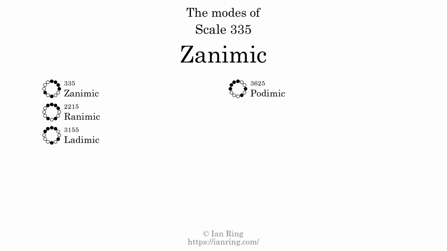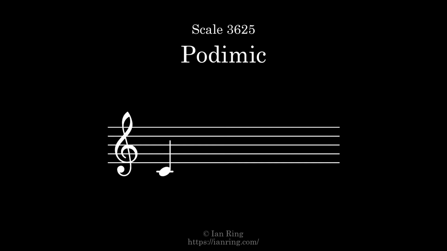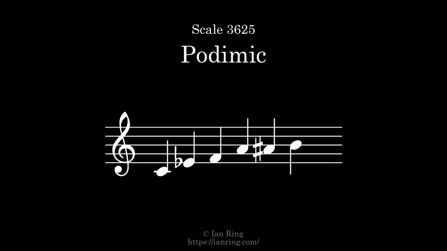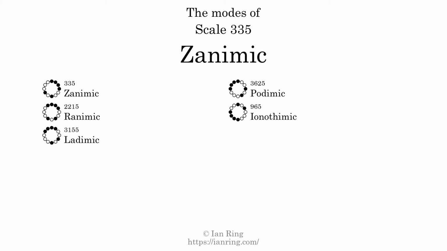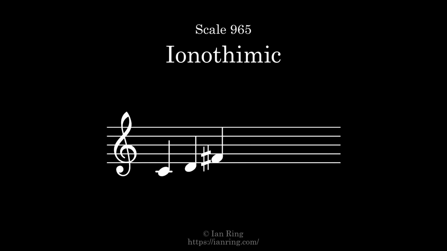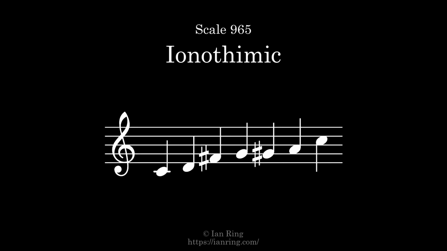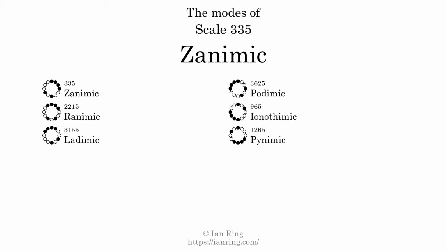The fourth mode is scale 3625, also known as Zanimic. It sounds like this. The fifth mode is scale 965, also known as Zanimic. It sounds like this. The sixth and last mode is scale 1265. Also known as Zanimic. It sounds like this.